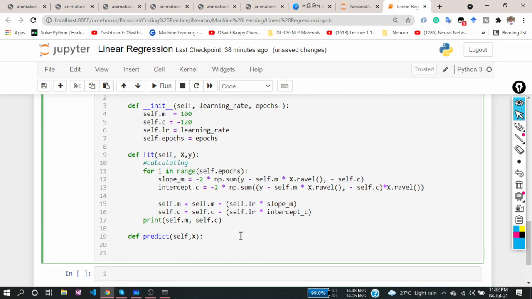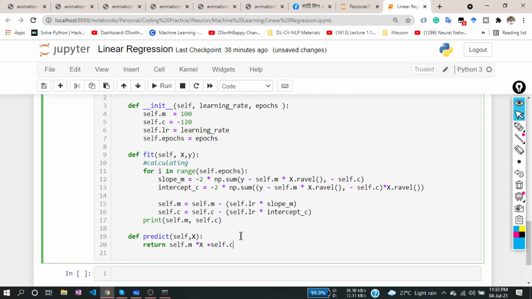Then whatever you are predicting, just return it. So what is my prediction formula? y is equal to m x plus c. So y is equal to m times x, plus c.